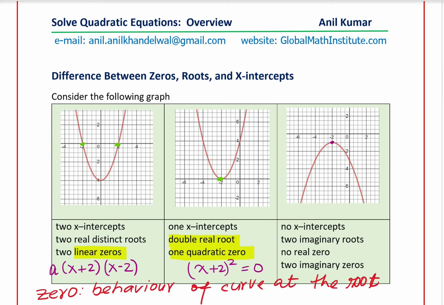Is that clear to you? Perfect. So it's turning at this point, which is a quadratic zero. So I hope with this you get an idea. In the third case, there are no x-intercepts. It doesn't mean that the equation doesn't have a solution. It has two imaginary roots, which you're going to learn in the next grade. So no real roots. That's kind of important. And it has two imaginary zeros. Zeros are actually the solution.